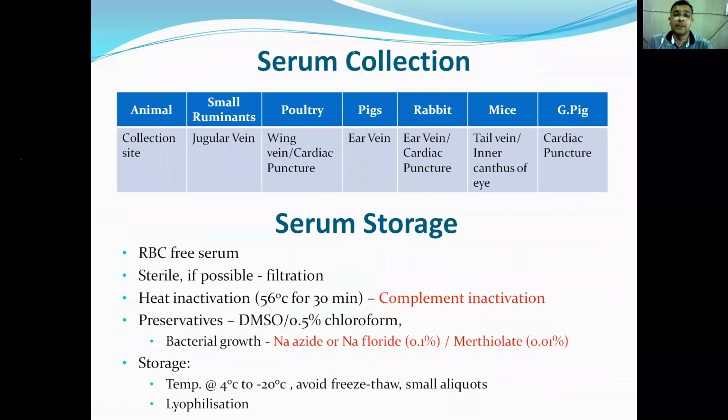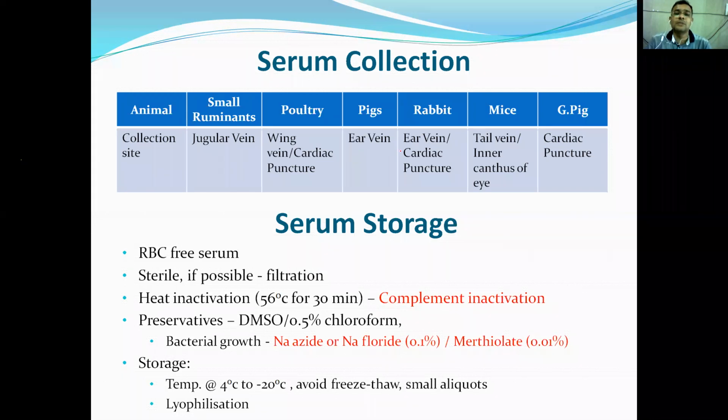So earlier I had mentioned that we have to collect the blood in a clot activator vial, allow it to clot, and after clotting you have to go for centrifugation, and the supernatant you have to collect, that is known as serum. So species-wise, what will be the ideal site? We had already mentioned it in our first practical, but here I have enlisted it for your easy reference.